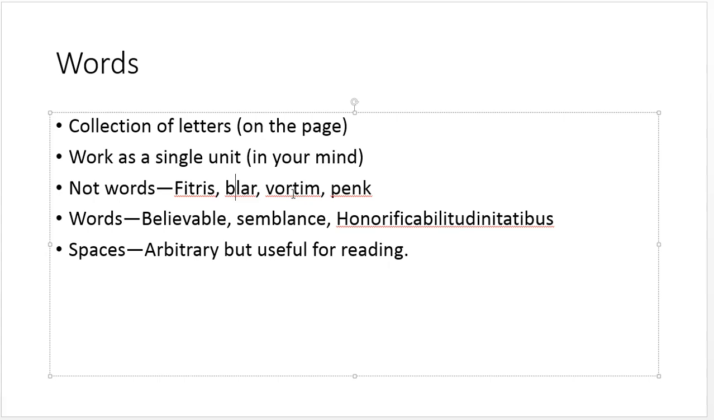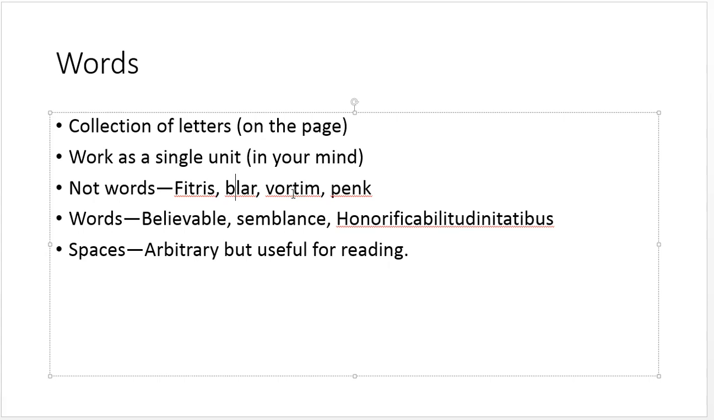Because they don't click in your brain as meaningful or as useful. You can't do anything with them. And if you spoke them or read them, you wouldn't know what to do. So then if you have other words, like believable, believe, and believable is just kind of an expansion of that word, and it means something. You can do something with it.